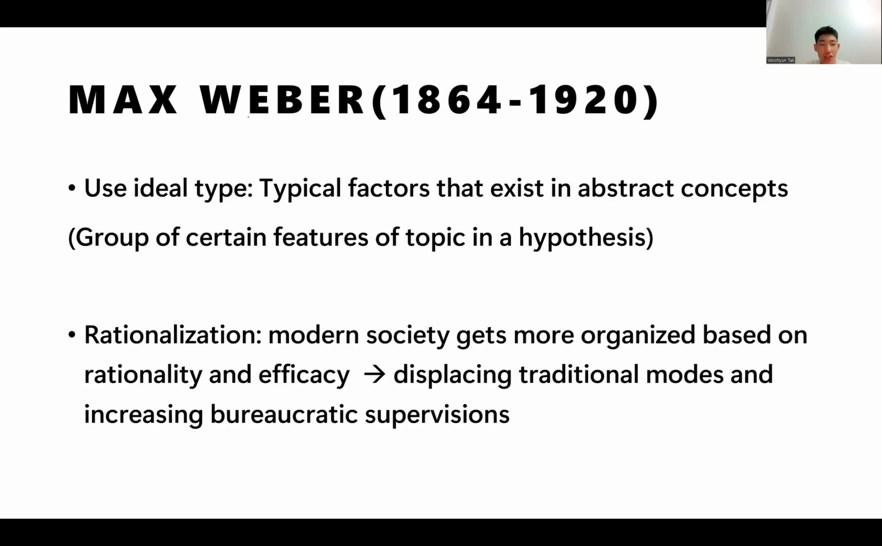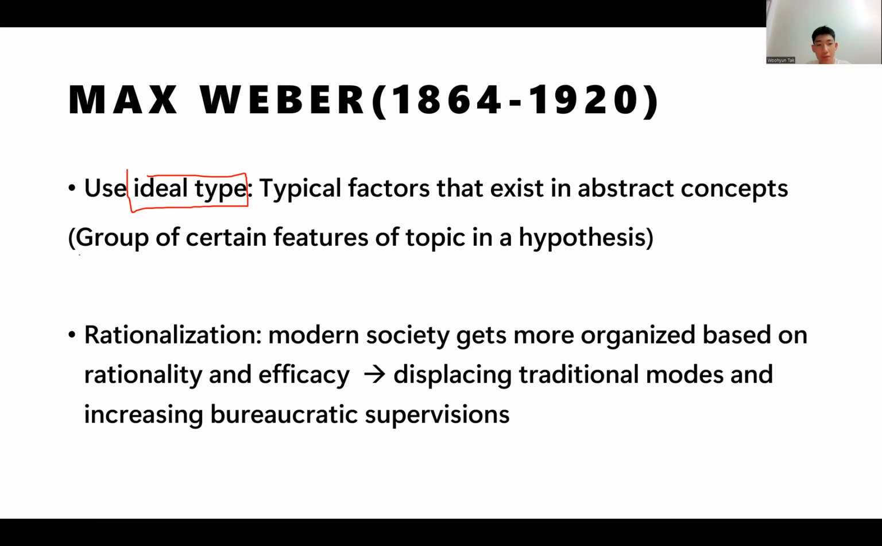So he used the ideal type. An ideal type is like a group of certain features or factors that exist in an abstract concept. So when a sociologist tries to propose a hypothesis, he will group things by a certain criteria or category to make analysis more convenient.